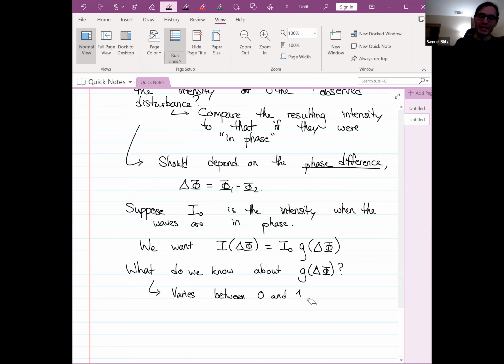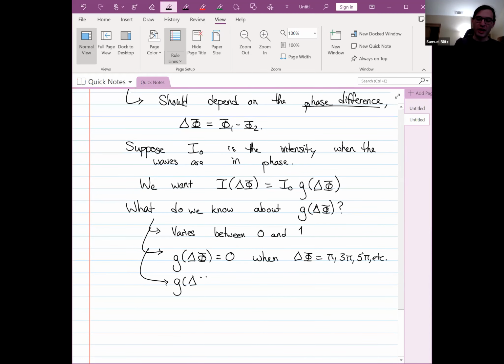We also know when it's 0 or when it's 1. G of delta phi should be equal to 0 when they're anti-aligned. What does it mean for two cosines to be anti-aligned? It means that their arguments differ by pi or 3 pi or 5 pi or 7 pi and so on. That's because cosine of x plus an odd integer multiple of pi is negative cosine. So g of delta phi is 0 when delta phi is pi or 3 pi or 5 pi, etc.